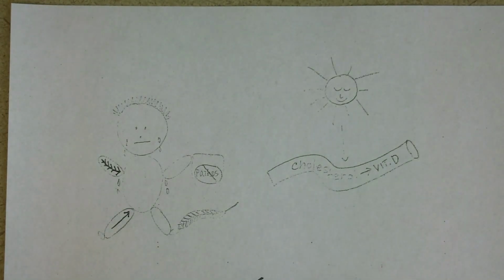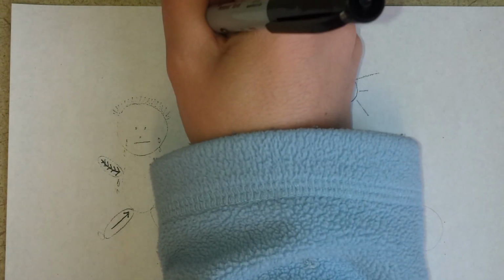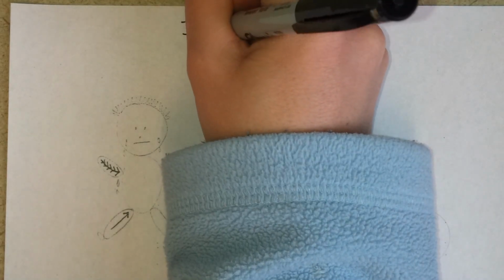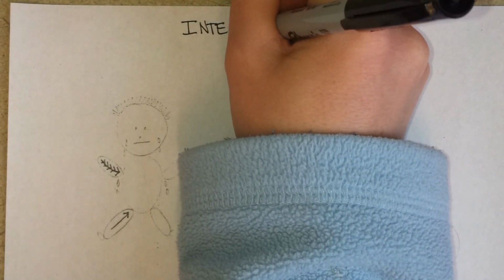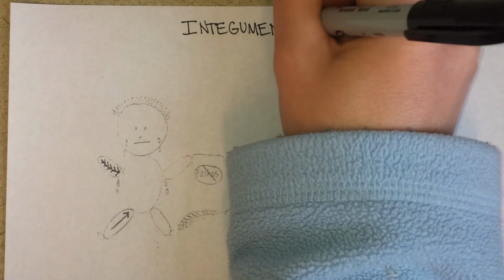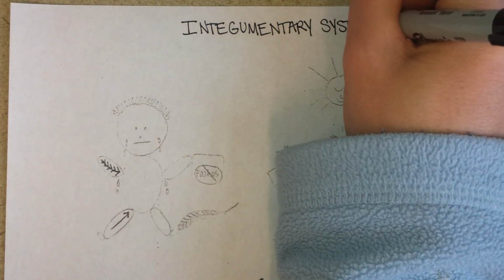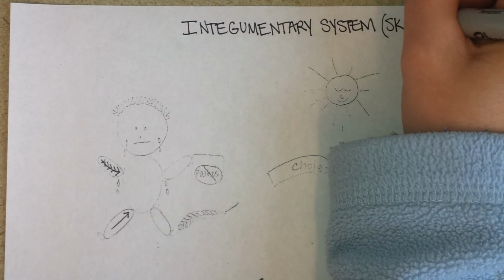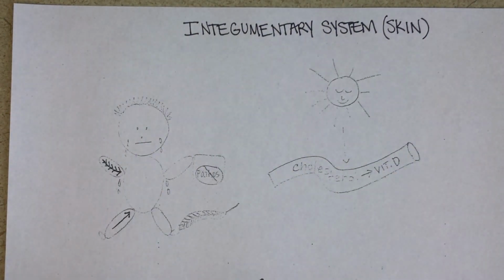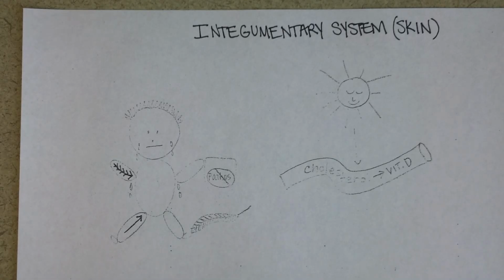The integumentary system. Otherwise known as your skin. I'm going to start off this page. The top half, we're going to look at the functions of the integumentary system, and then on the bottom half of the page, we'll go over a little bit of the structure of a chunk of skin.